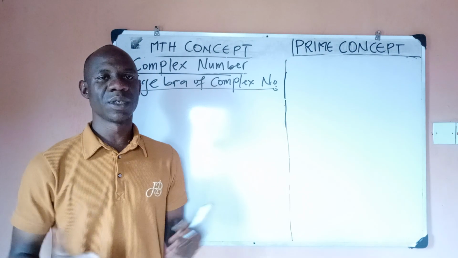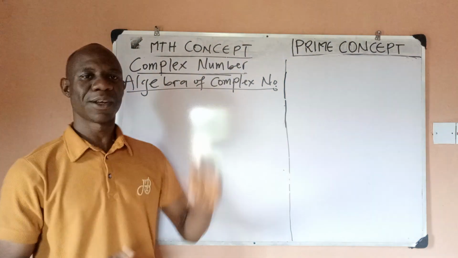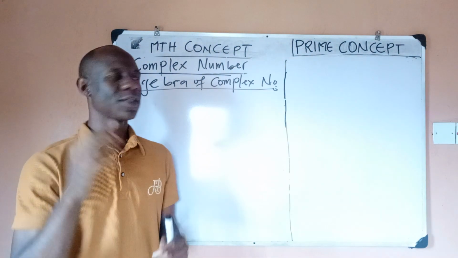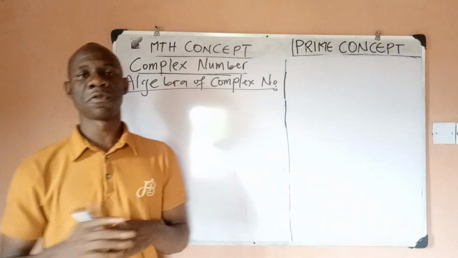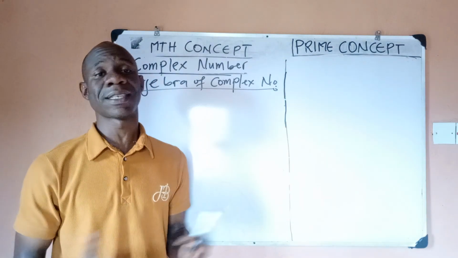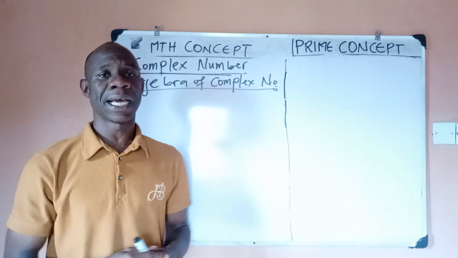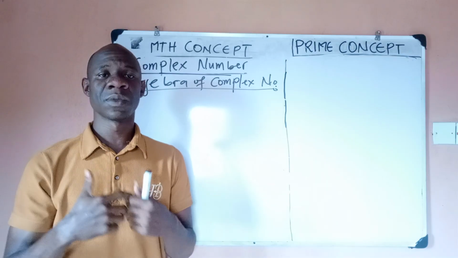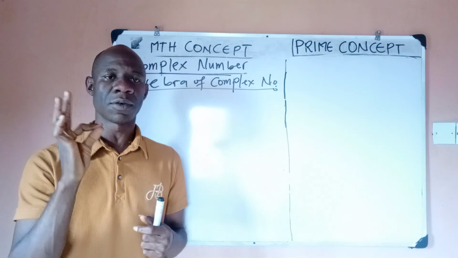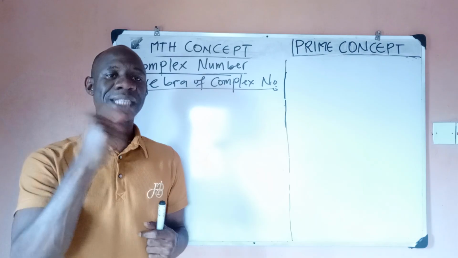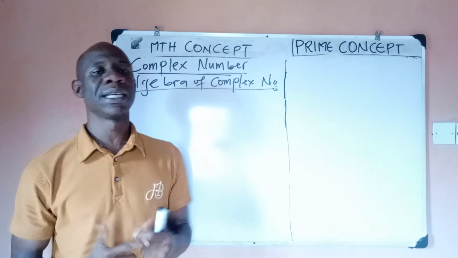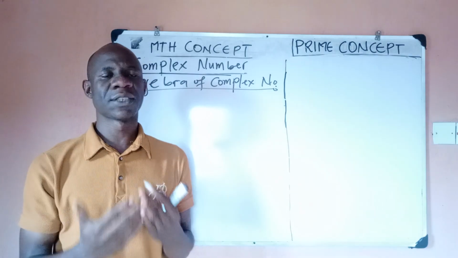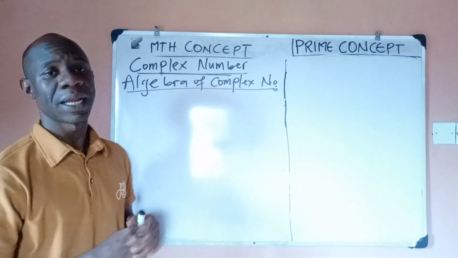We are still considering the concept of complex numbers, a very important topic. In our previous video, we introduced complex numbers. We emphasized that complex numbers arose from the need to solve problems where we have a negative sign inside a square root. That gave rise to the need for complex numbers.